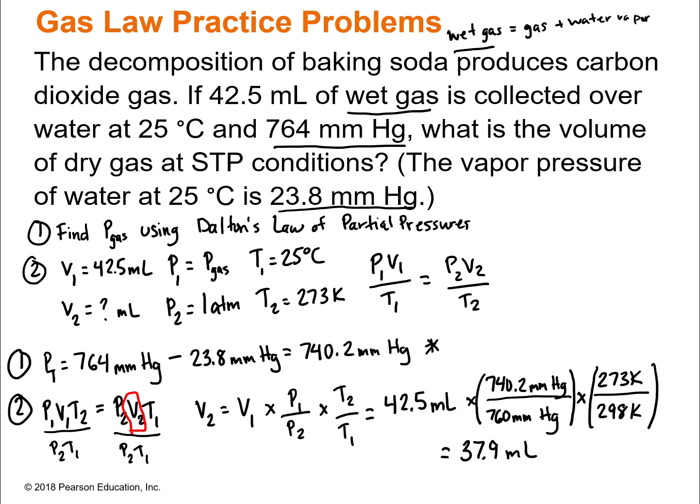Yes. So we keep the volume and the temperature because that applies to both the carbon dioxide gas and the water vapor. The only thing we had to separate out was the pressure, the partial pressure of the carbon dioxide away from the vapor pressure of the water. Yeah, they both contribute to the total pressure of 764 millimeters of mercury.